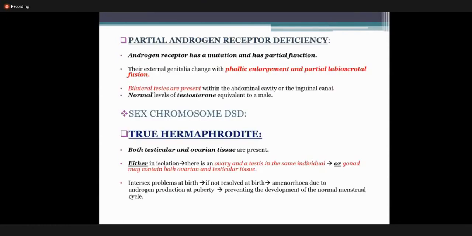Then there may be partial androgen deficiency. Then there are true hermaphrodites, in which both testicular and ovarian tissues are present. They are the true intersex. And there is primary amenorrhea.